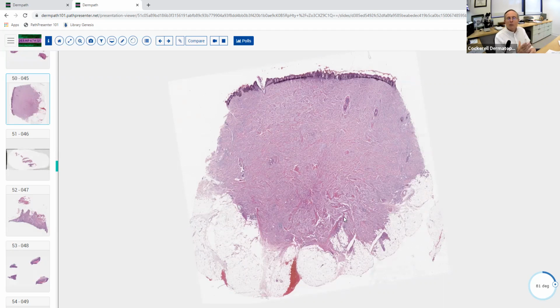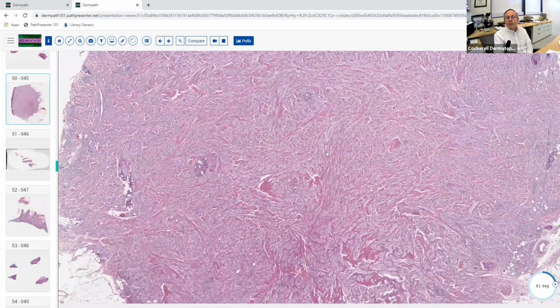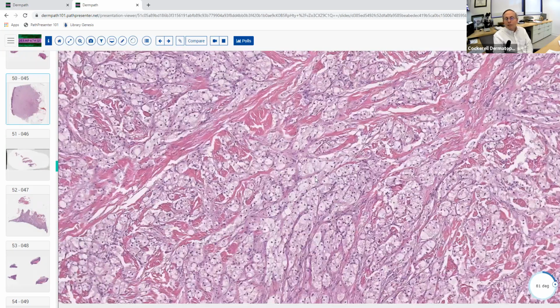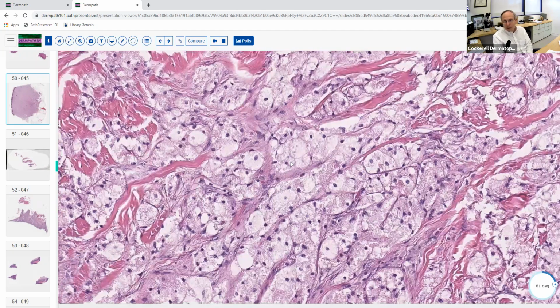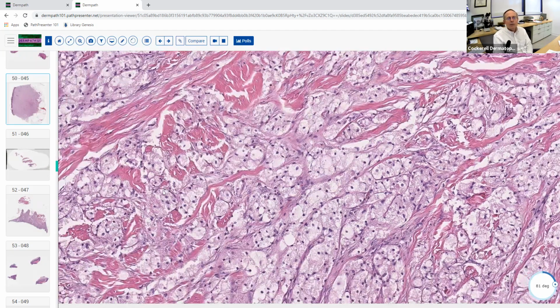It certainly doesn't look like a spindle cell neoplasm or anything like that. So let's go to higher magnification and see what we see. And you can see that these cells, as we get to even higher magnification, have abundant cytoplasm with all these granules in it. They have little central hyperchromatic nuclei. They're very monomorphous nuclei. There's no atypicality, no mitotic figures, no pleomorphism.